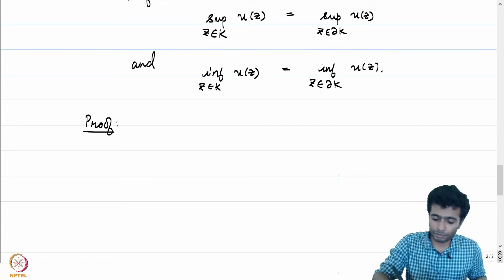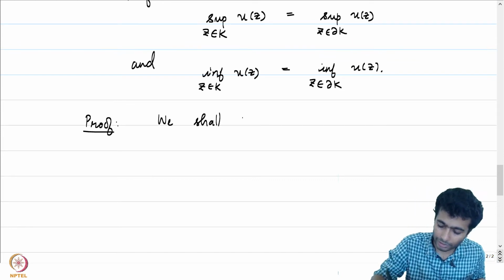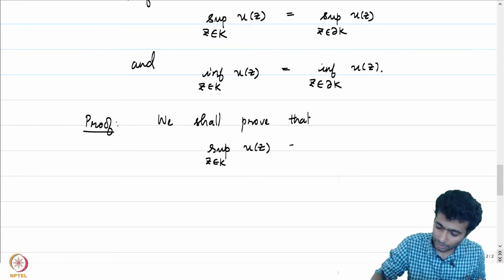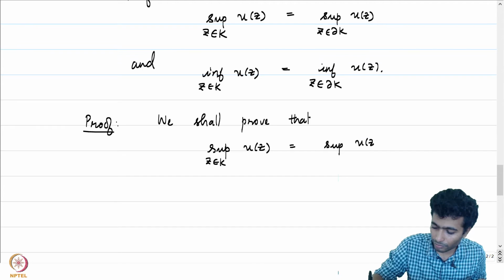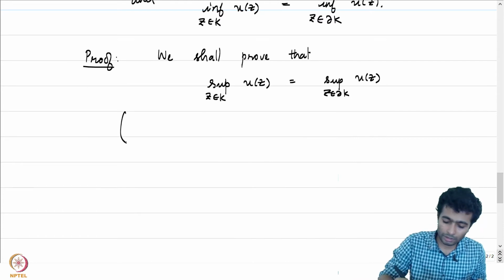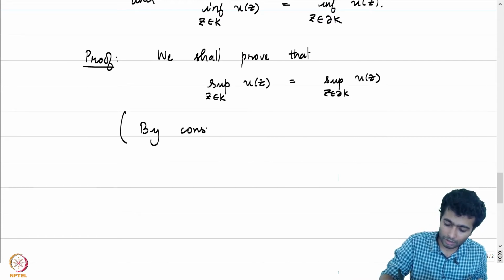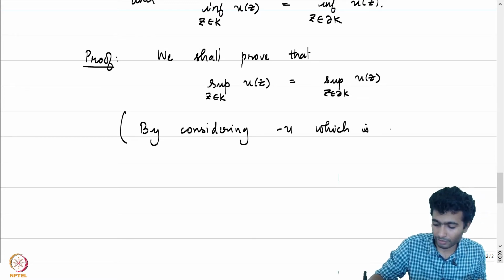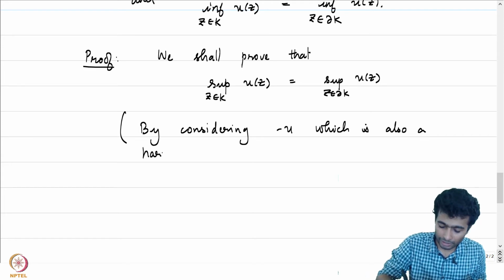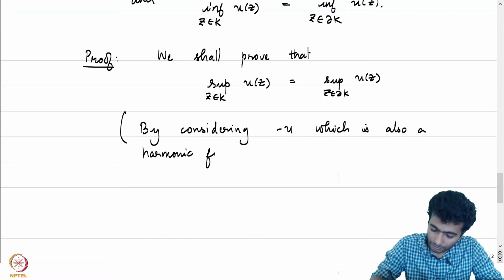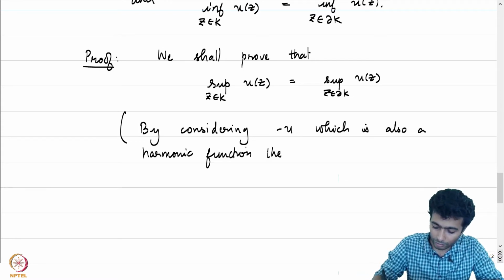The first thing to note, we shall prove the first statement. We shall prove that the supremum of u of z over z in k is equal to the supremum of u of z over the boundary of k. By considering minus u, which is also a harmonic function, we can conclude the second statement. The second statement follows.